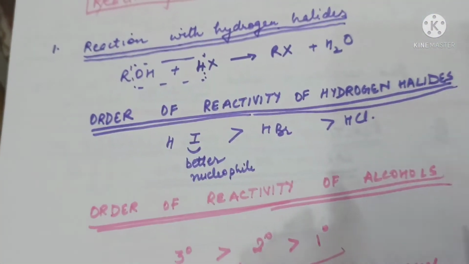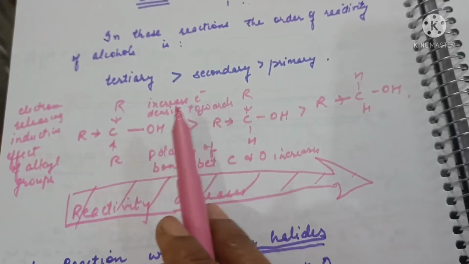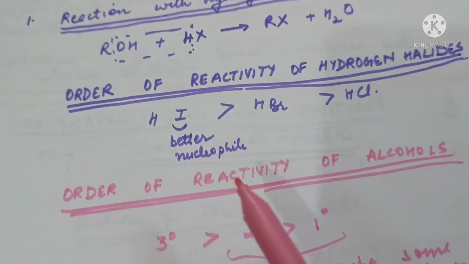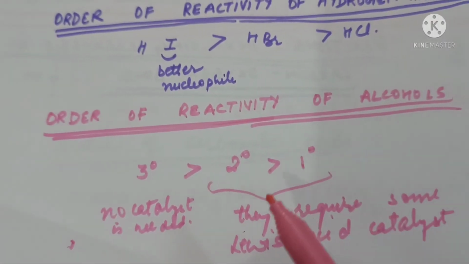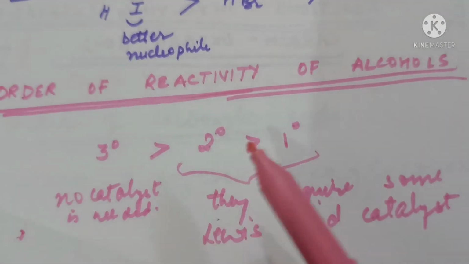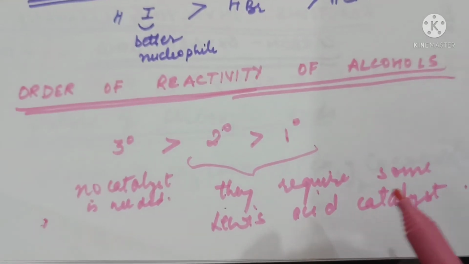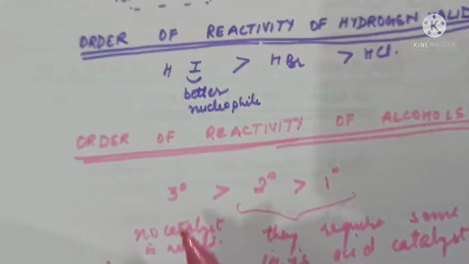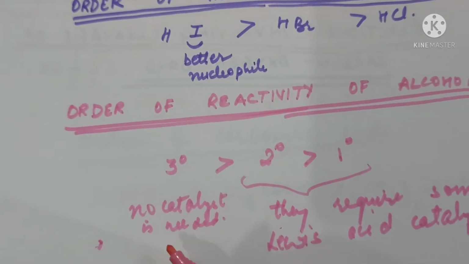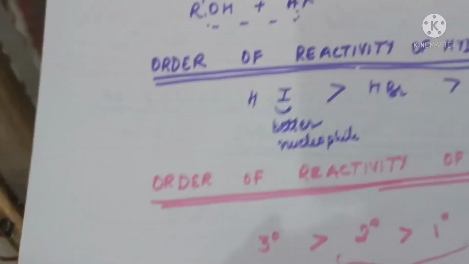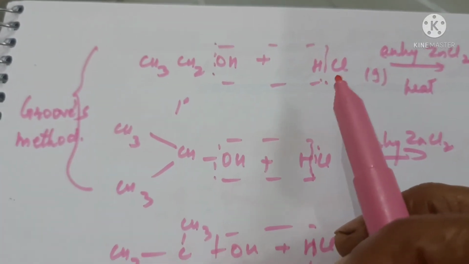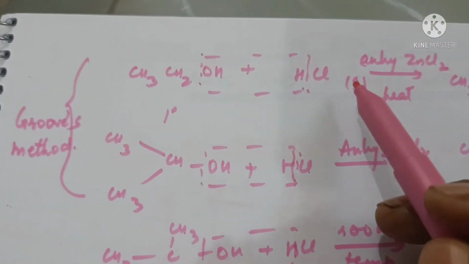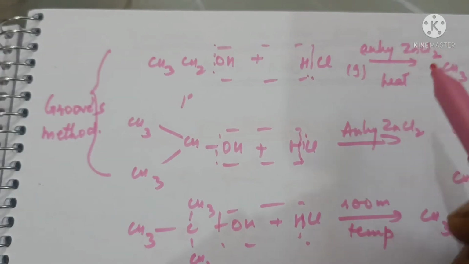And order of reactivity of alcohols, as we have seen above, tertiary is more reactive than secondary, is more reactive than primary. So in case of primary and secondary, which are less reactive, we require some Lewis acid catalyst, whereas in case of tertiary alcohol, no catalyst is needed. So if we react a primary alcohol with hydrogen chloride, we will need the Lewis acid catalyst anhydrous zinc chloride.